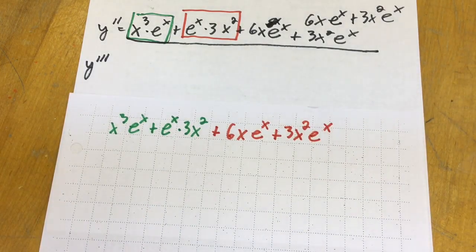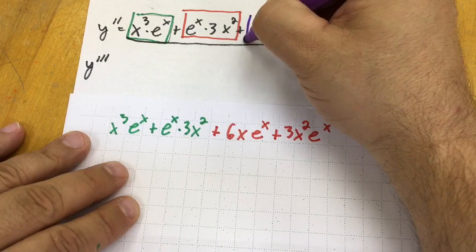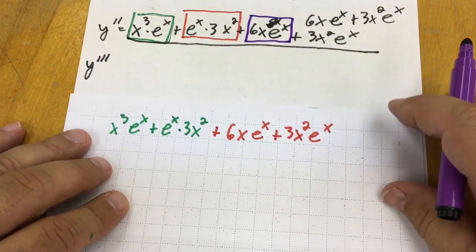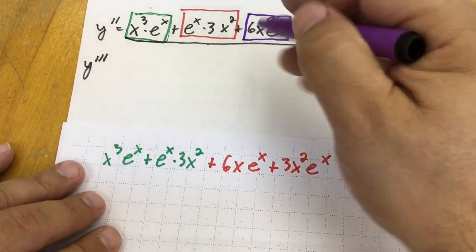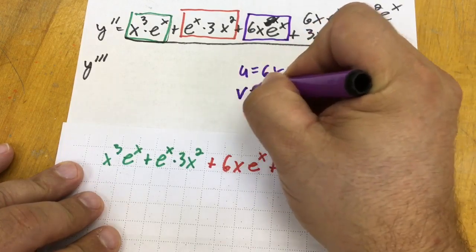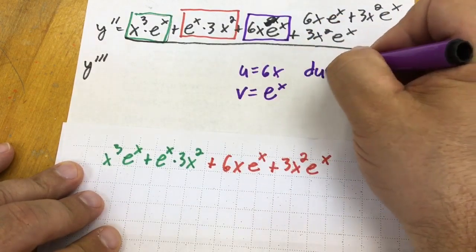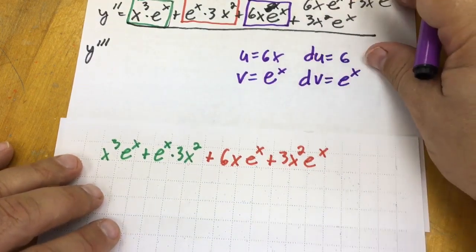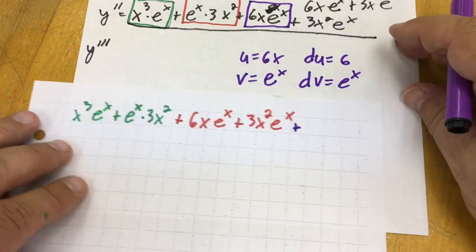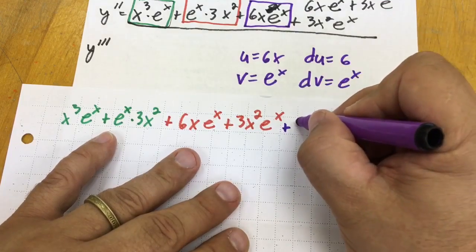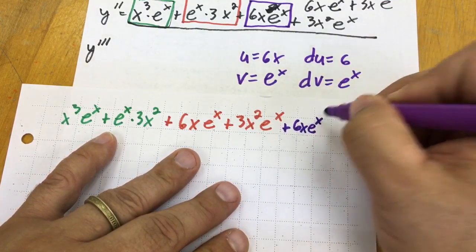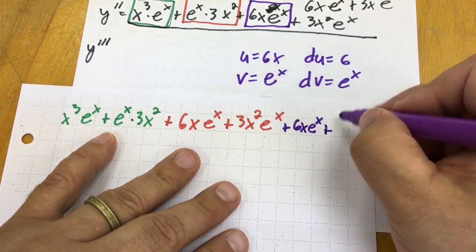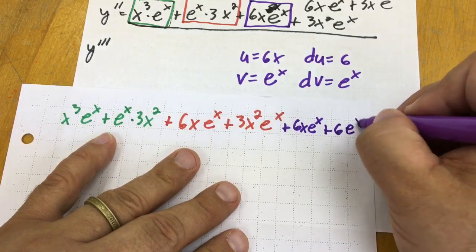Now I have to find the derivative of this. And I'm just going to do a little side work. U equals 6x, v equals e to the x, du equals 6, dv equals e to the x. U dv plus v du. I'm just going to add it over here and hope I fit it. That is going to give me 6x e to the x plus e to the x times 6, or 6 e to the x.